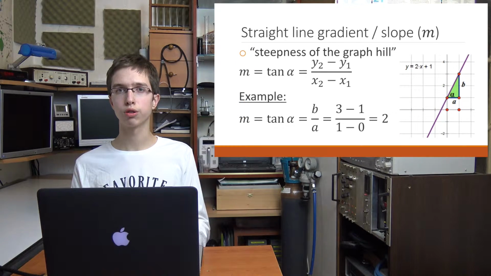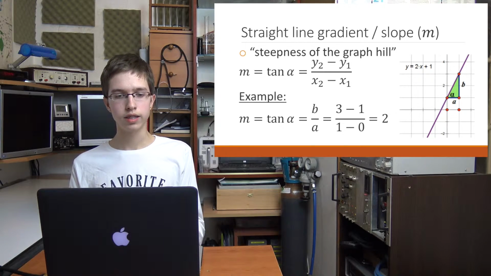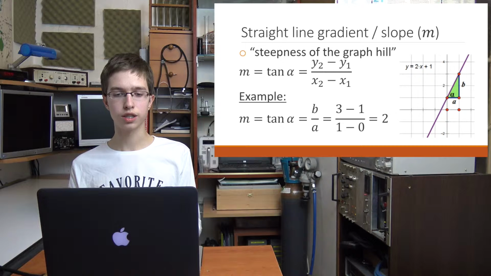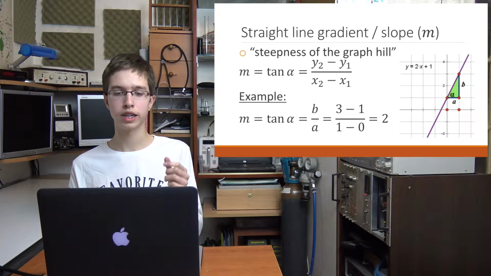Straight line gradient or slope marked with m, we can define as the steepness of the graph hill. It is, as we can see in the picture, the tangent of this angle alpha, and it is also the proportion of the difference in y and the difference in x coordinates of two arbitrarily chosen points on this straight line. And we have here this example.